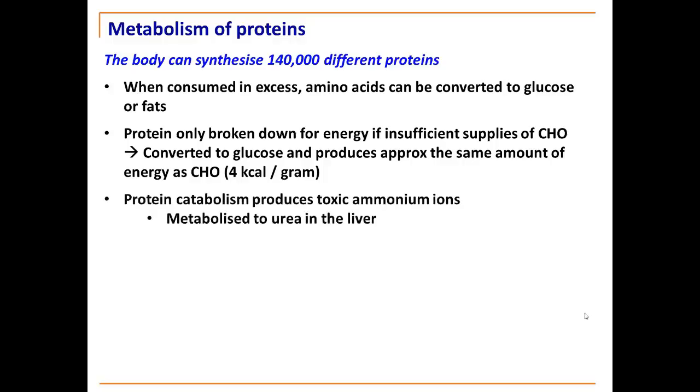But protein breakdown does produce toxic ammonium ions. And so that ammonium obviously is very toxic. You don't want that in your blood. It does all manner of damage. So it's metabolized to urea in the liver, and you excrete urea in your urine.